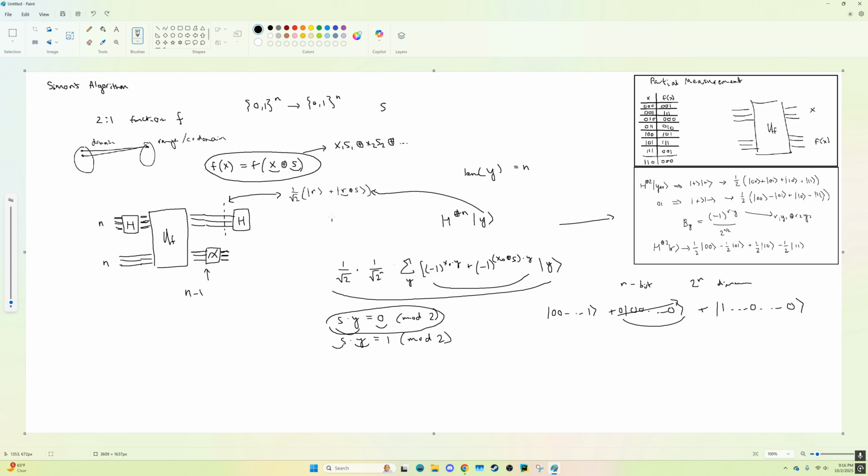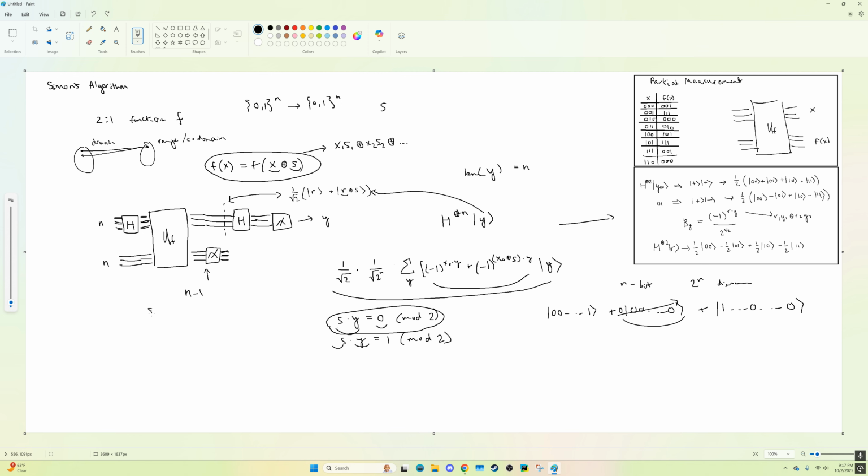When we apply Hadamard to this whole input sequence right here, we get all possible y such that s dot y is congruent to 0 mod 2. So we have to do one more measurement after that to actually select a y concretely. So now when we concretely measure the top register, we will get one specific y. It could be either this one, it could be that one. And once we get that y, we can proceed with the rest of the procedure of generating the linear equations.